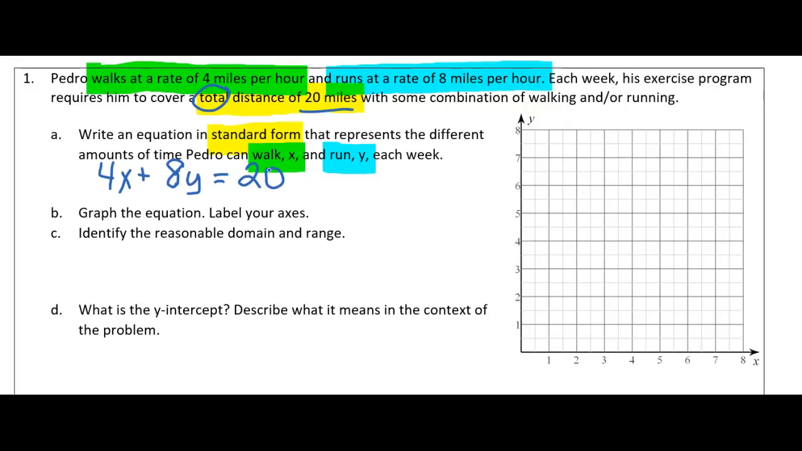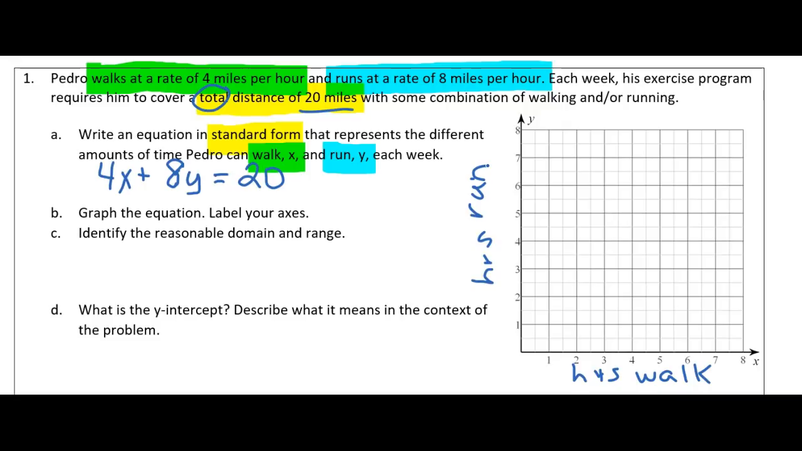The next part says graph your equation, and now this is in standard form. In the right form, a is positive. Graph the equation and label your axes. Well, I know my walking is x, so this is hours walking, and my y is the hours running. Well, if you remember back to standard form, we graphed this using the x and y intercepts, and I'm going to do this by using the cover-up method.